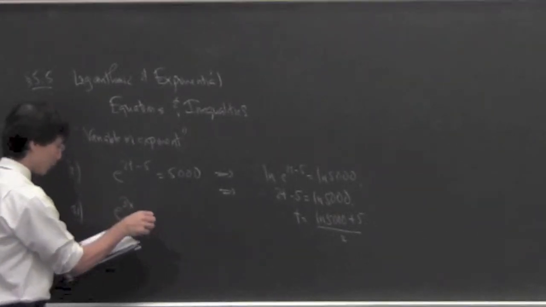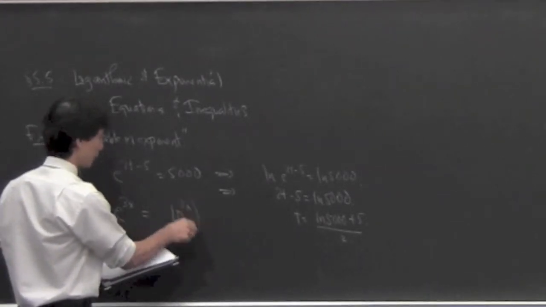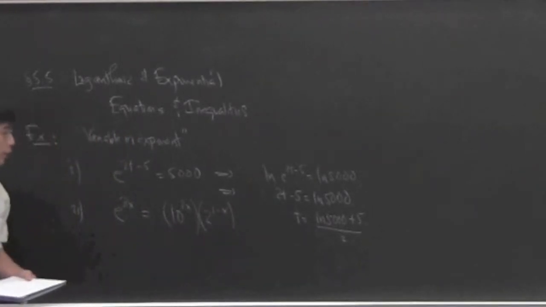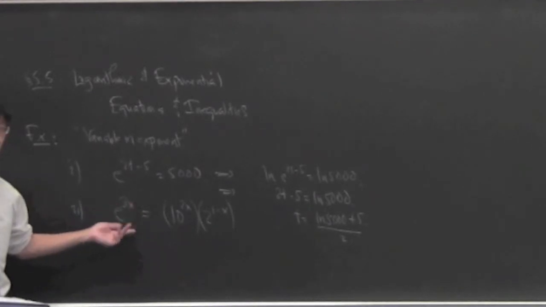Another kind of example, a bit slightly more complicated. e to the 3x is 10 to the 2x times, say, 2 to the 1 minus x. Okay. Again, this is an example where the variable is in the exponent.